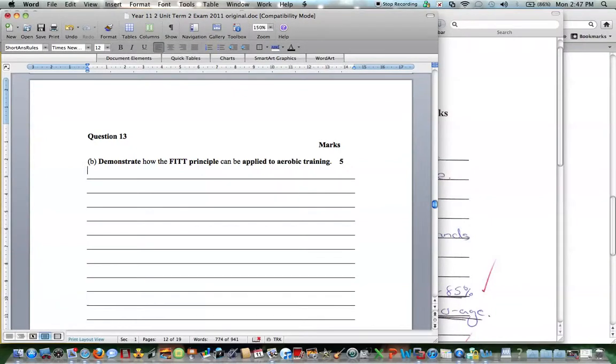Question 13b asks students to demonstrate how the FIT principle can be applied to aerobic training. It was worth 5 marks. Some of the key parts of this question have been bolded: obviously "demonstrate", we need to look at the FIT principle, and we're asking you to apply it to aerobic training. So that's what the question consisted of.